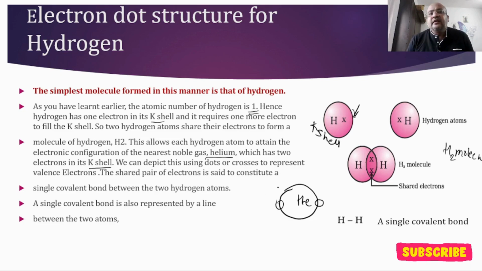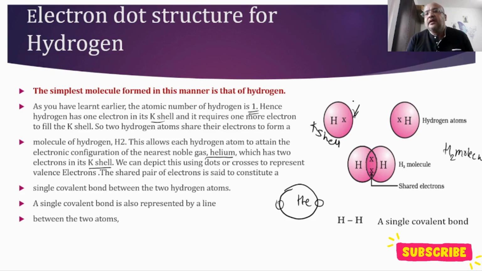We can depict this using dots and crosses to represent valence electrons. So we can use crosses or dots in that case. This shared pair of electrons is said to constitute a single covalent bond.